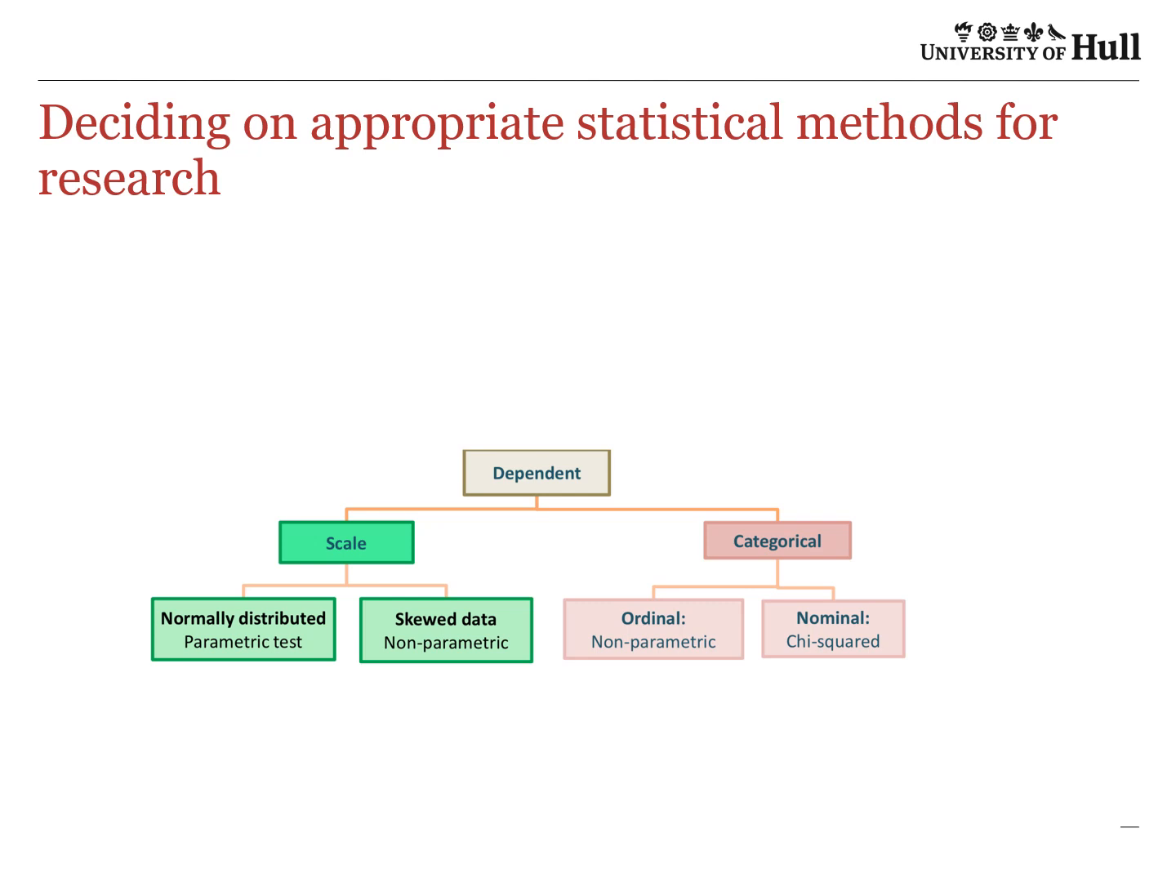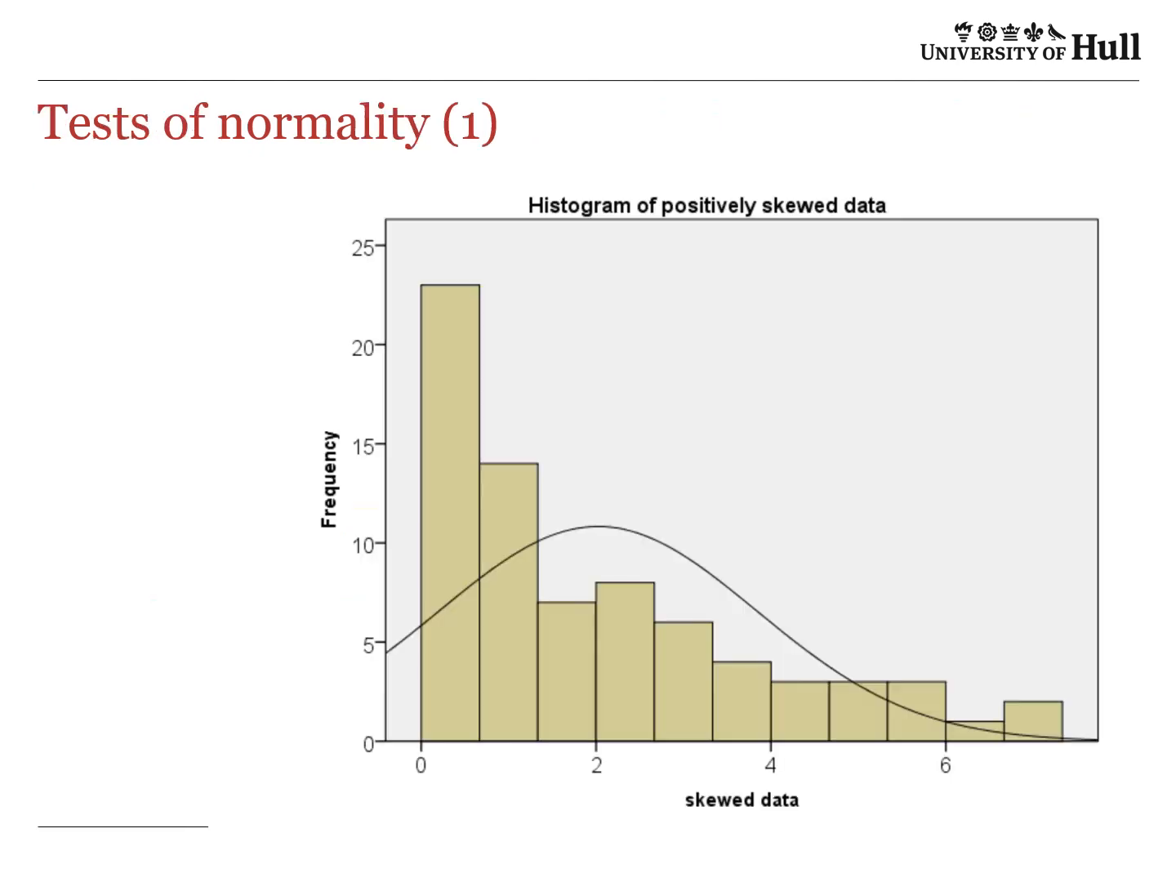Just for completeness, we'll look at a couple of tests of normality, just if you want to check if your data are normally distributed. One way is quite simply on SPSS to plot a histogram of your data. That's quite easy under the graph functions, or you can do it under the descriptives.